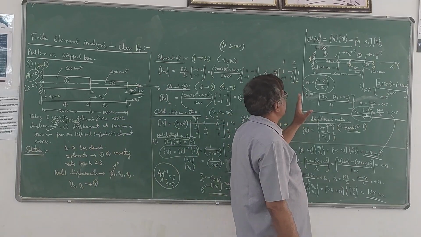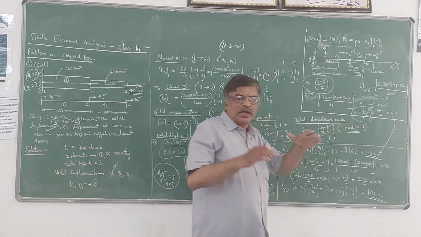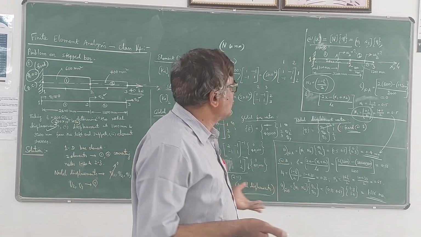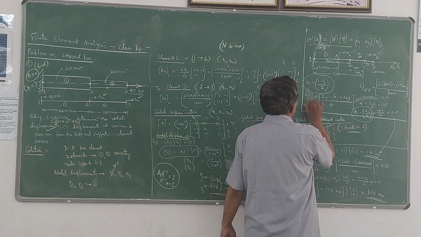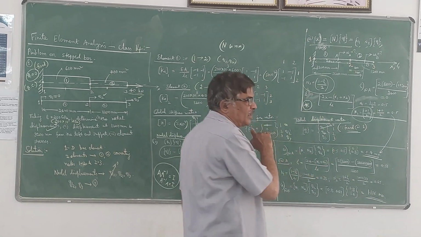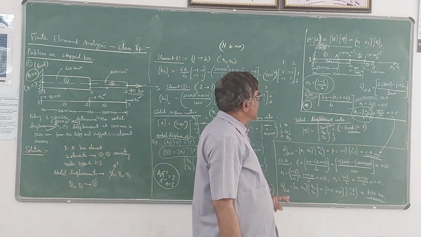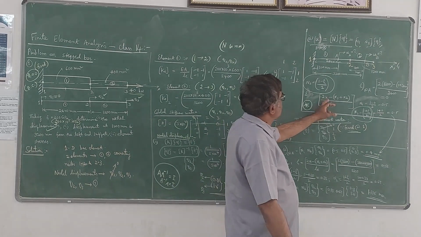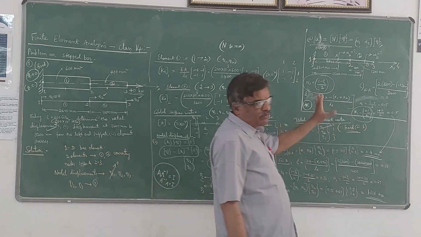Now how to get this zeta? Once you get the value of zeta, then you can get the value of N1 and N2. So zeta is defined like this. This is very important. You have to remember this. The relationship between natural coordinate and global coordinate is zeta is equal to (2x minus (x1 plus x2)) divided by LE. You have to remember this.